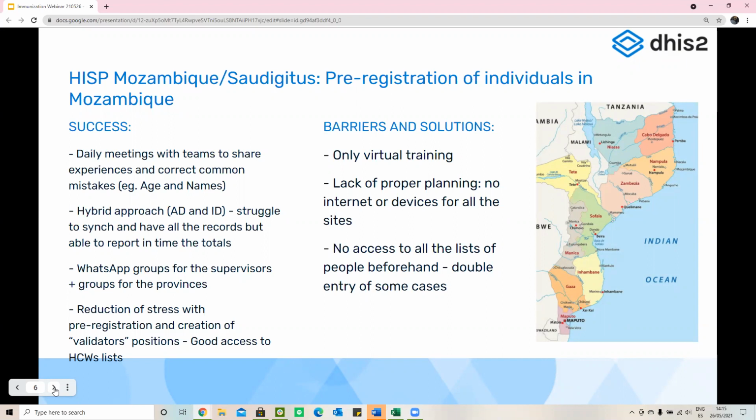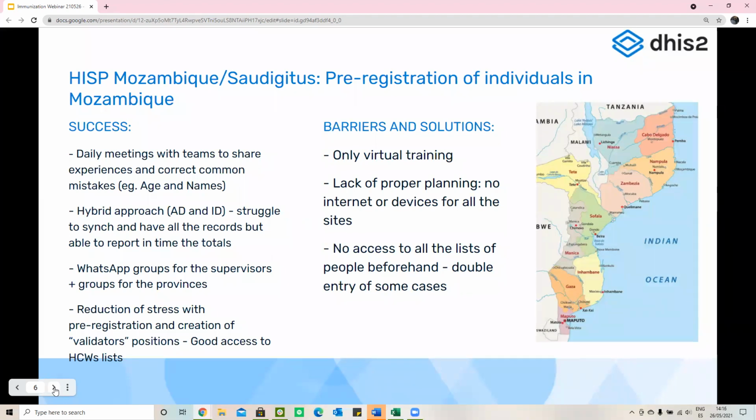And in the planning, there were some internet and device issues that were not very well organized in the beginning, but with the process, the country started putting in what was required to make sure that the process is flowing smoothly. And I also mentioned the number of people, or the list, that was not received. That was also a barrier for the use of this pre-registration, or for the benefit of the pre-registration.